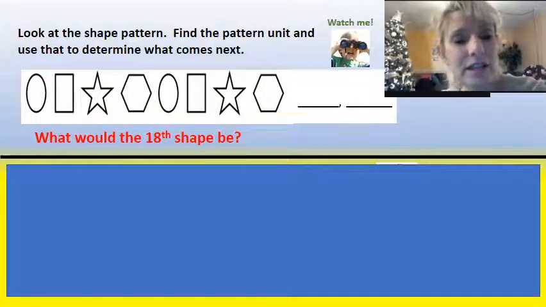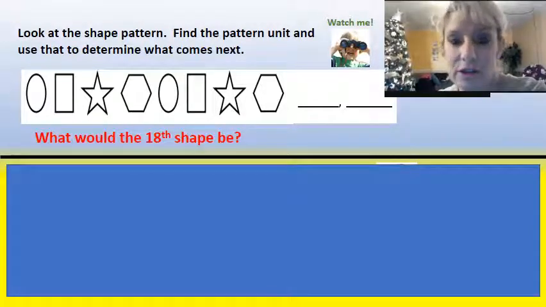All right, first of all, I see that I'm looking at a shape pattern. The directions tell me that I'm supposed to find the pattern unit, and then use that to determine what goes in the blanks next. So let me give you my strategy for finding the pattern unit.